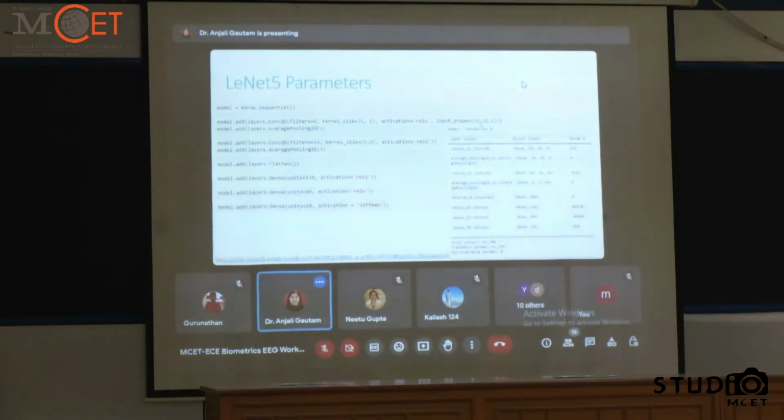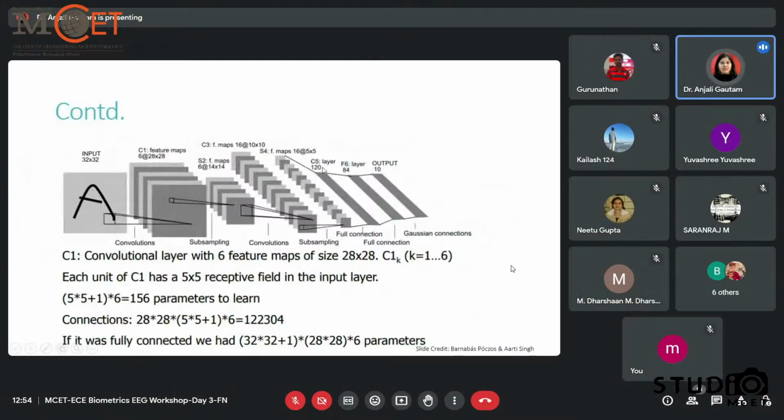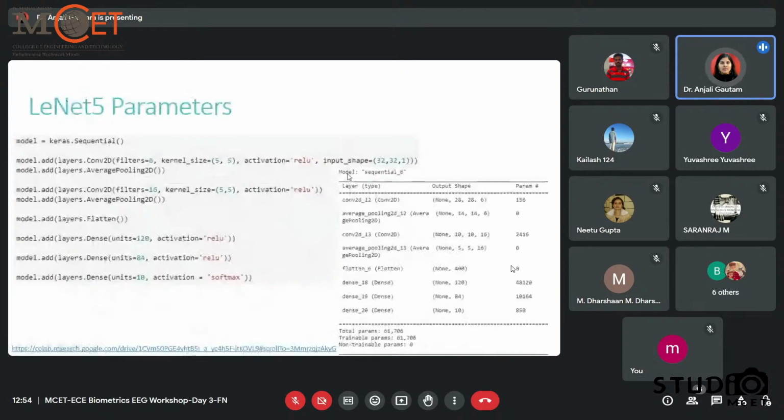Then again one convolution, average pooling layer. Then you have to flatten. That is the fully connected layer here, just a flatten. After this, you have to perform the full connection. Just see here, the C5 layer is equal to 120, the F6 layer is 84, and finally the output is 10. So everything is written like this.